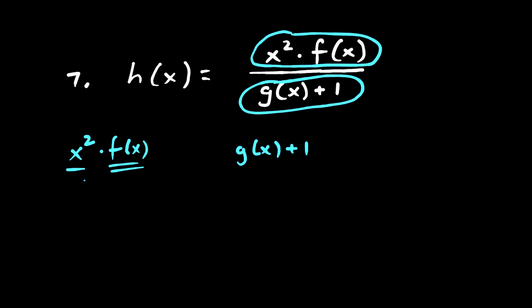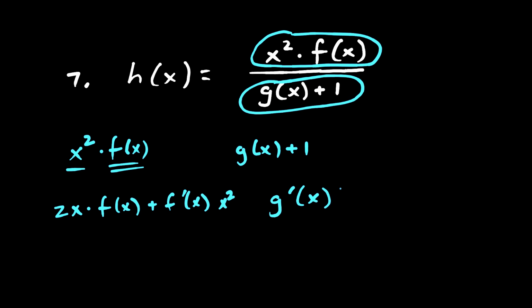And if we've used that enough, maybe we know it. So let's just try this out loud. We're going to have 2x times f of x plus f prime of x times x squared. Okay, not too bad. And then the derivative of the g of x plus 1, well, the 1 goes to 0 when you take derivative, and derivative of g of x is just g prime of x. So could be a little sloppy.